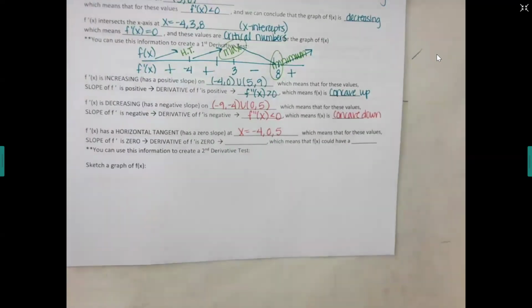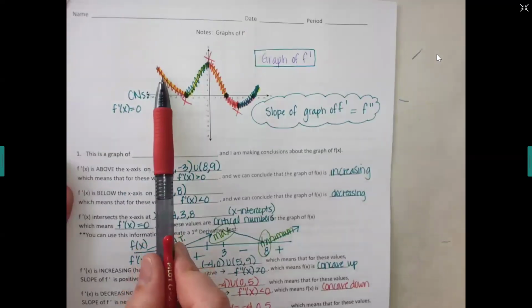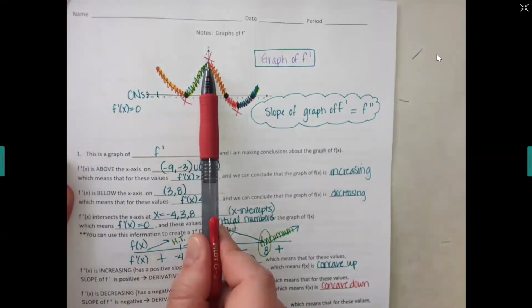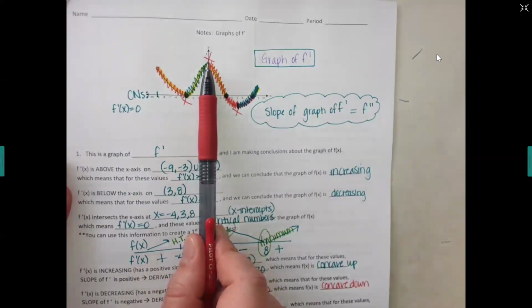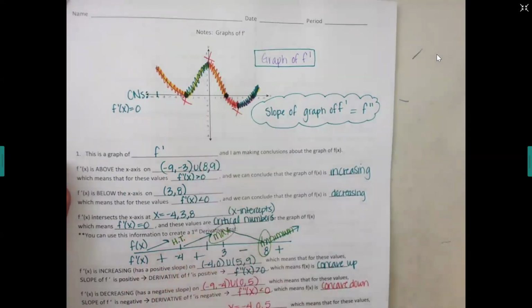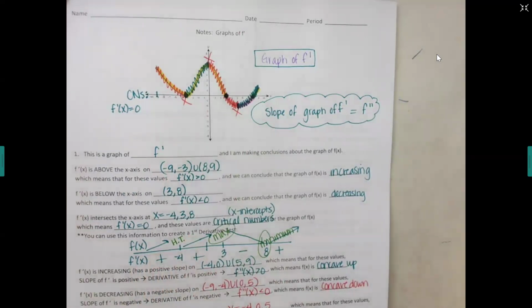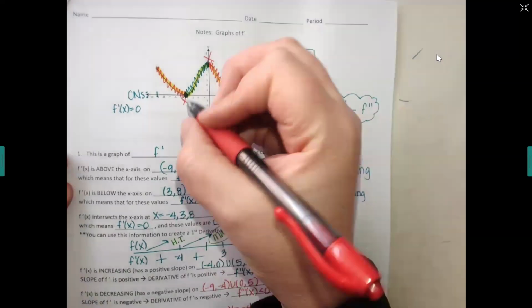Okay, now let's talk about why those points matter. At -4, at 0, and at 5, my graph flattened out. And if we look at, let's just look at the first one. My slope changed from a negative slope to a positive slope. What would have changed on F? Concavity, right? I would have gone from concave down to concave up. Then what is this called? Starts with the I. In. Inflection. Okay, it's an inflection point.